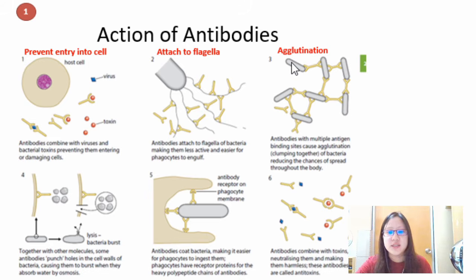So this is called agglutination. Number 4, it can cause pathogens to lyse. So it actually can poke a little hole, and when water moves in, the pathogen can lyse.